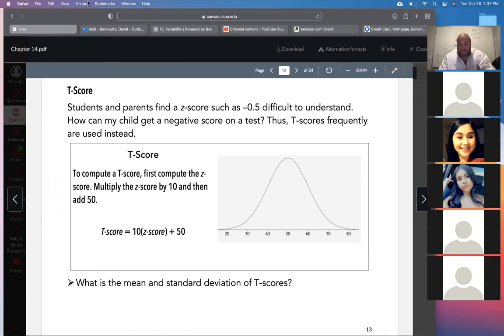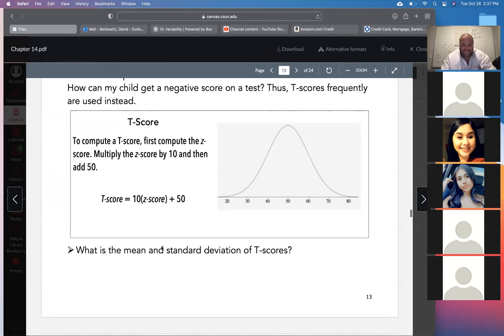And then we multiply that by 10 and add 50, and that gives us the t-score. So what is the mean and standard deviation of a t-score? So we know that the z-score is centered at 0, correct? If you look at a normal distribution, z being 0 is right in the middle. When you multiply that by 10 and then you add 50, what do you get?